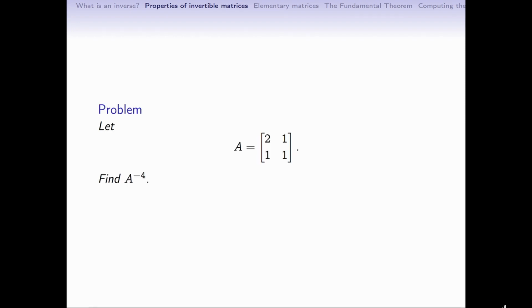Now, let's put this to work. Let's take a look at this problem here. A is this 2 by 2 matrix. Let's find A to the power of -4. So join me at the document camera for the solution to this problem.